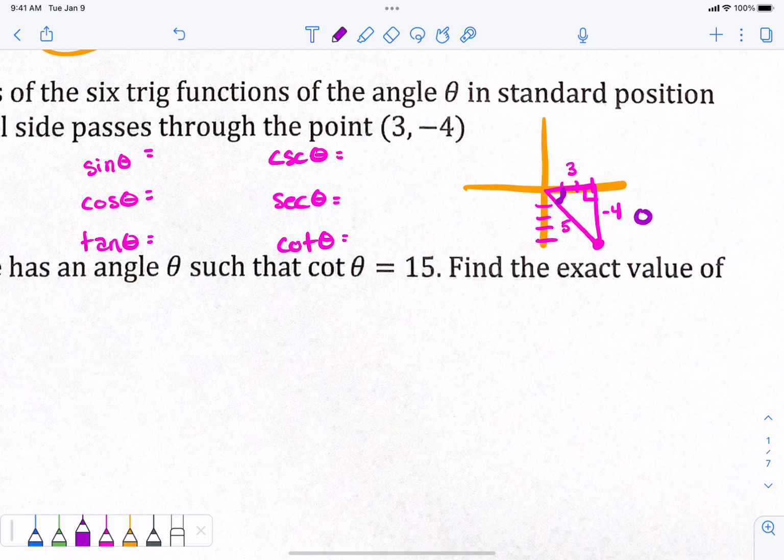So this is opposite, this is adjacent, this is hypotenuse. Sine is negative 4 over 5. Cosine is 3 over 5. Negative 5 over 4 is cosecant. 5 over 3 is secant. And cotangent is negative 3 over 4, tangent negative 4 over 3. Did I do that right?